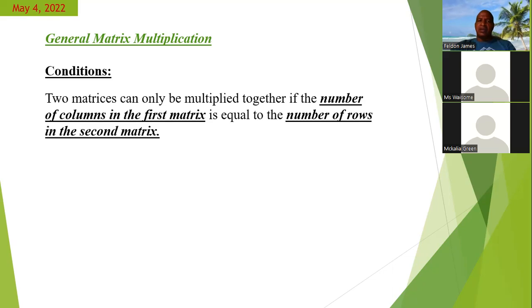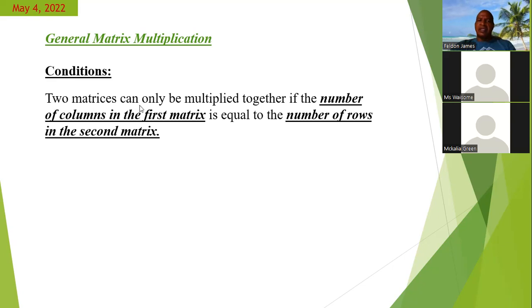Now, the second type of matrix multiplication is what we refer to as general matrix multiplication. In this case, you are multiplying one matrix by another matrix. In order to do general matrix multiplication, there are certain things that we have to take into consideration: the conditions under which we can multiply two or more matrices.